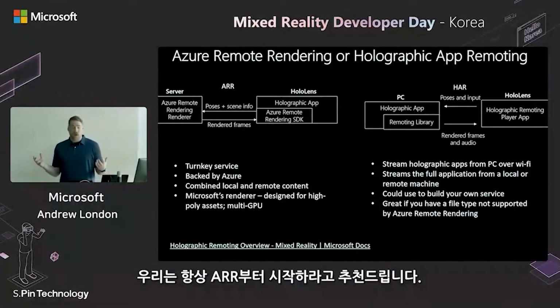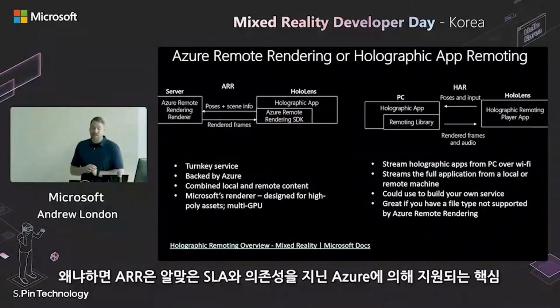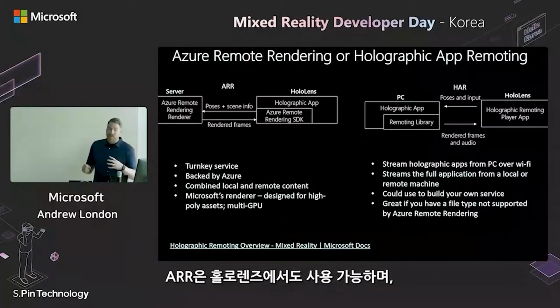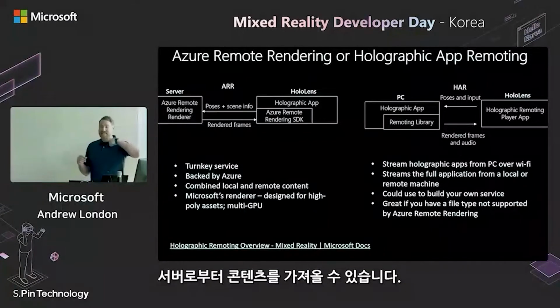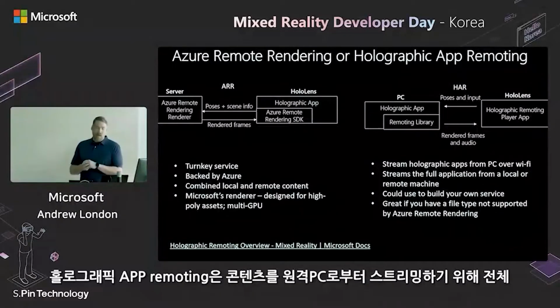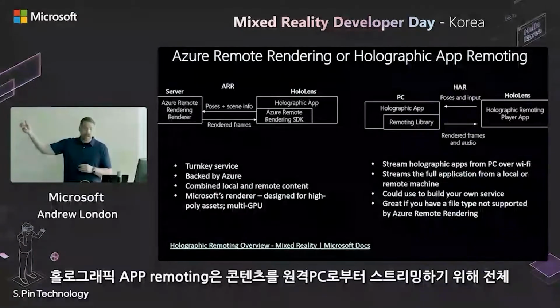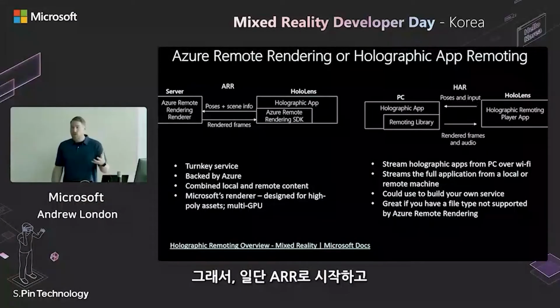We always recommend starting with Azure Remote Rendering because it's a turnkey solution that's backed by Azure with the SLAs and reliability to match. With Azure Remote Rendering, the app still runs on your HoloLens, and it brings in select content from the server. There's a different implementation than holographic app remoting, which requires the entire app to render on a remote PC, and it streams to the device. So start with Azure Remote Rendering.